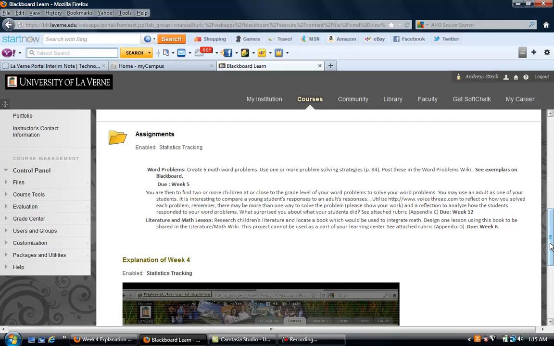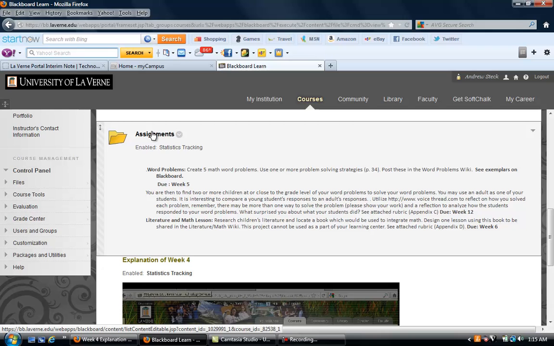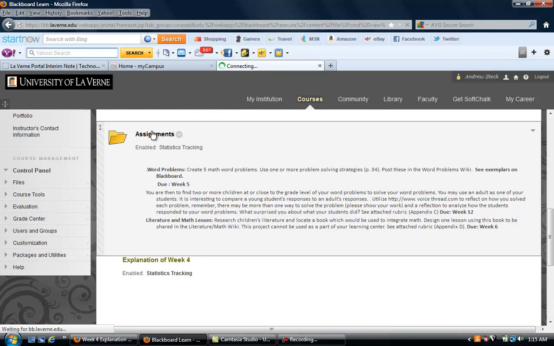It does not have to be a book about math, although it could be. It could be a book that you're going to apply to a math lesson of any grade of your choosing. Let's take a look and I'll show you what you'll see in this assignments folder.